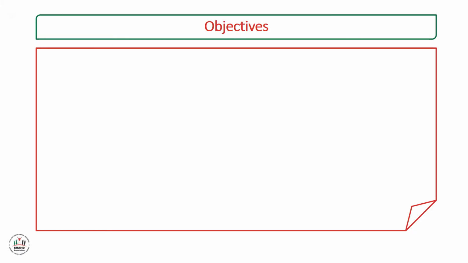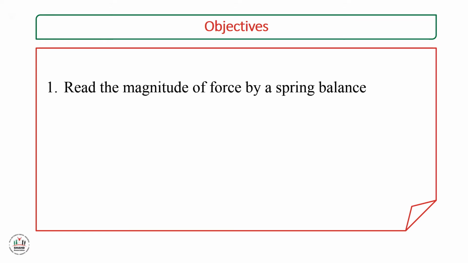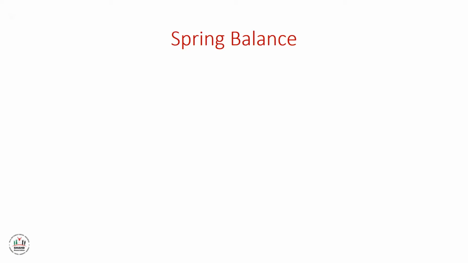Today, we have two objectives. We will read the magnitude of a force by a spring balance. We will draw a force on scale. We saw in the Explore section the difference between the two forces that the two boys make on the box. Today, our lesson is about representing forces. But before we start, let's talk about the spring balance.